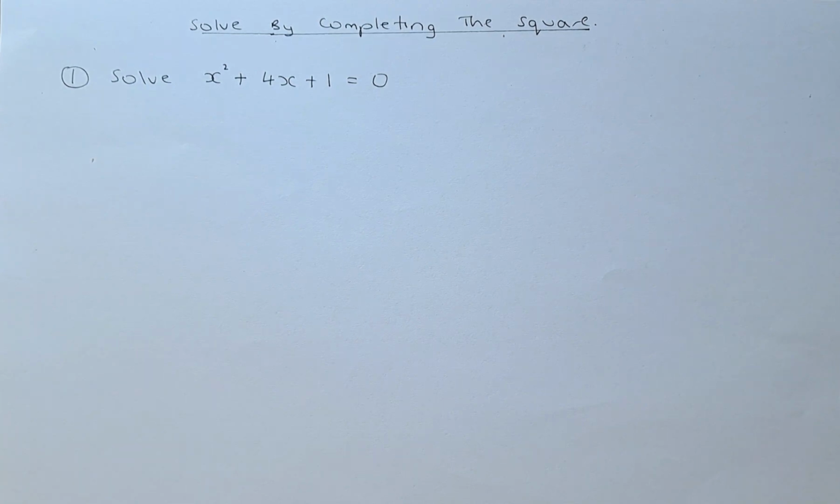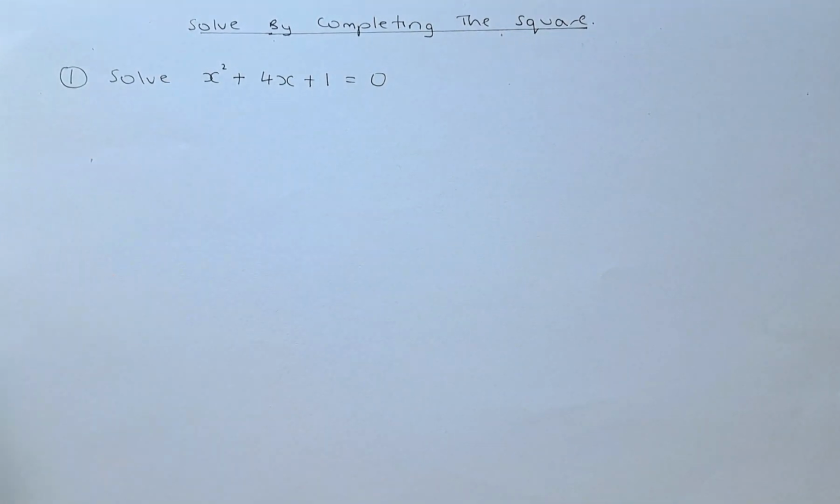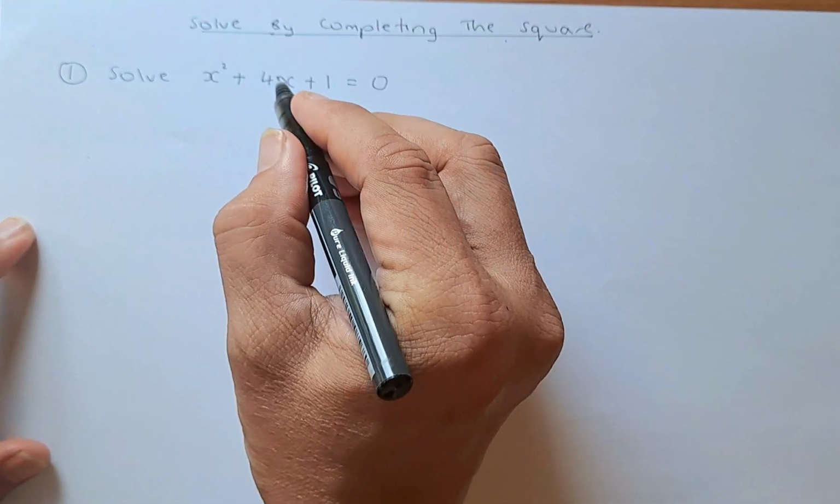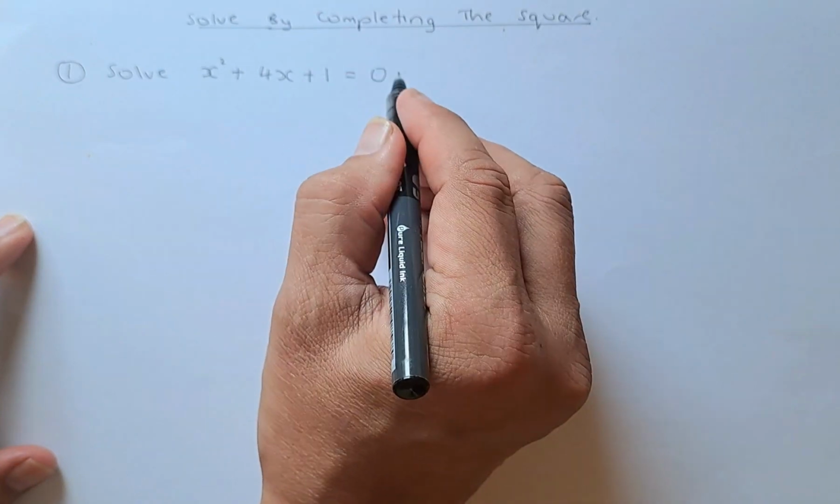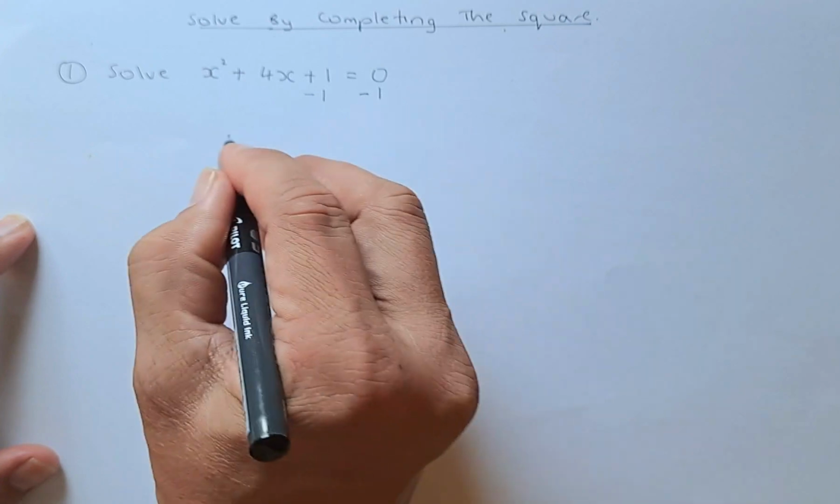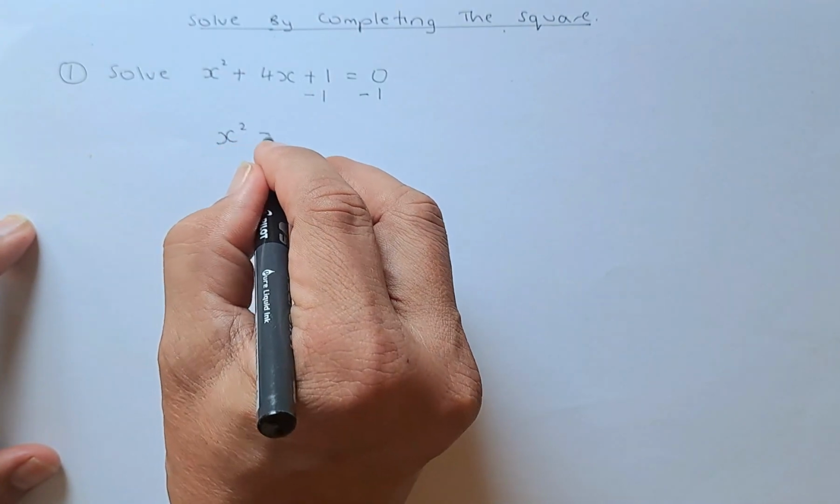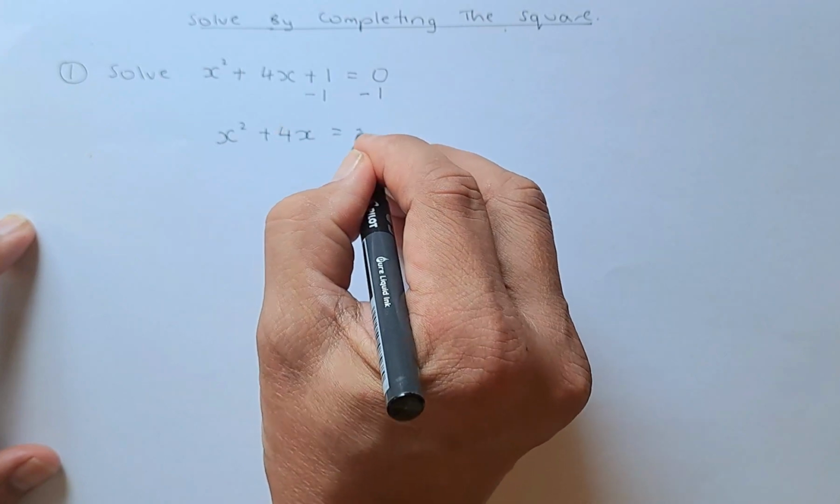To solve by completing the square, it's important that the coefficient of x squared has to be 1. In our case we are lucky, the coefficient is 1, so that makes our life easier. The first thing you do when you have x squared plus 4x plus 1 equal to 0 is bring the constant over to the right hand side. To do that, you minus 1 on both sides. So you become x squared plus 4x, this cancels out, equals negative 1.